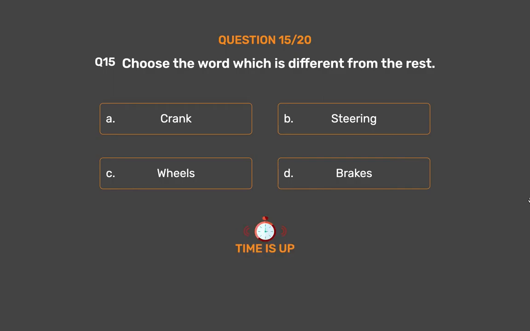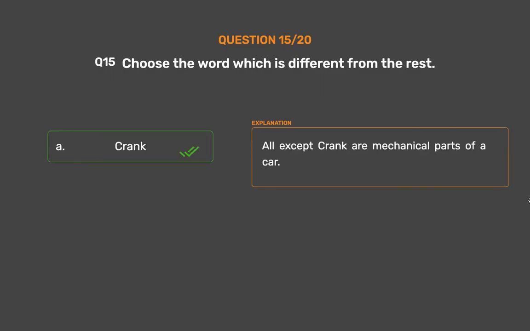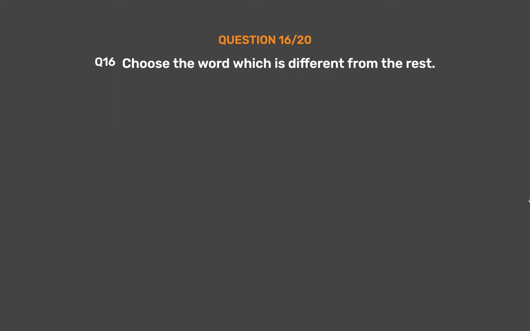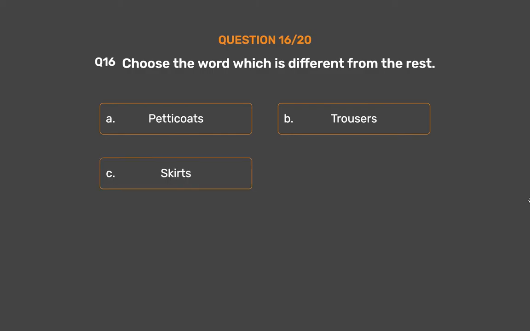The correct answer is option A, crank. All except crank are mechanical parts of a car. Question number 16. Choose the word which is different from the rest. Option A, petticoats. Option B, trousers. Option C, skirts. Option D, lungi.